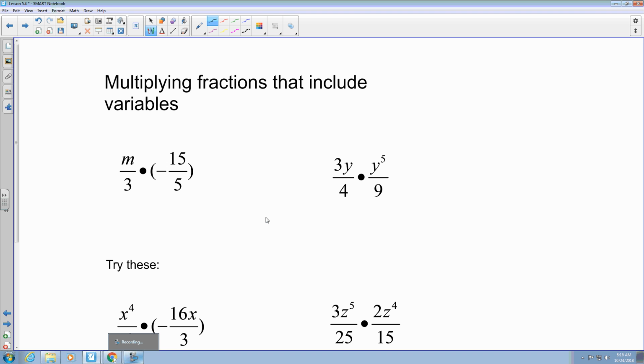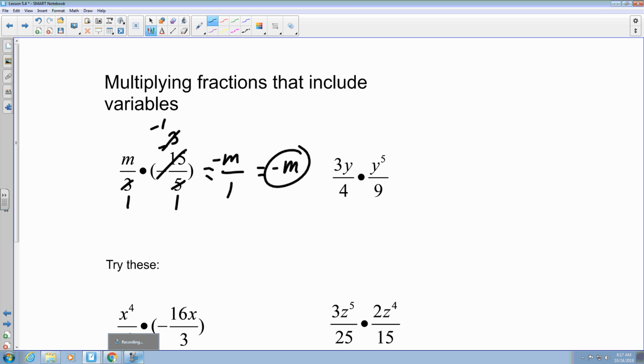Okay. So for the first one, I got m divided by 3 times negative 15 divided by 5. Looking at this right off the bat, I noticed that negative 15 and 5 both are divisible by 5. So this goes into 1. This goes into, looks like, a negative 3. And also here are negative 3 and 3. They both go into 3. This goes to be 1. This goes to be negative 1. Multiply it across. I got 1 in the denominator, and I got negative m in the numerator, which simplifies to just negative m.